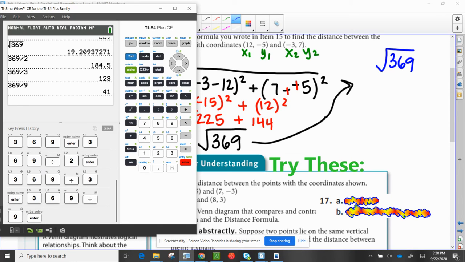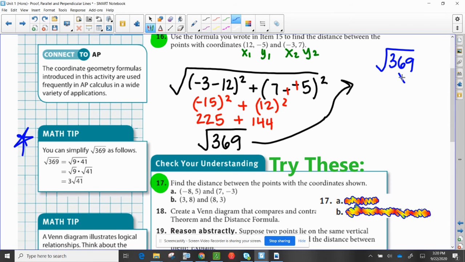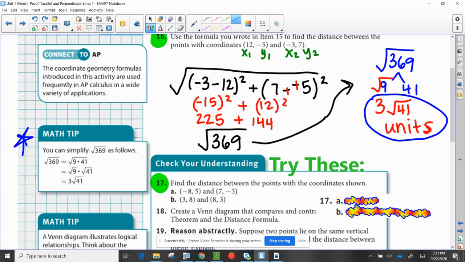So if I know 3 goes in, I'm going to try maybe 9 because I know 9's a perfect square. So that works. So let's break this down into 9 and 41. So the square root of 9 we can do is 3. That's a perfect square. 41 cannot get broken down anymore, so that's just our answer here. So our distance, we would say, is 3 root 41 units. Okay, so again, we don't want decimal approximations. I want the simplified exact answer.